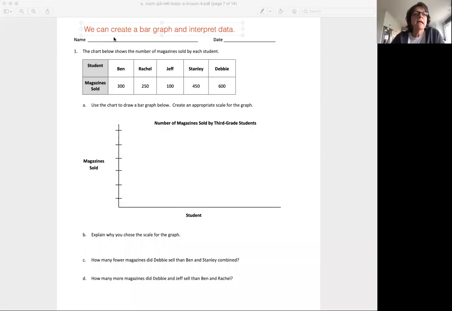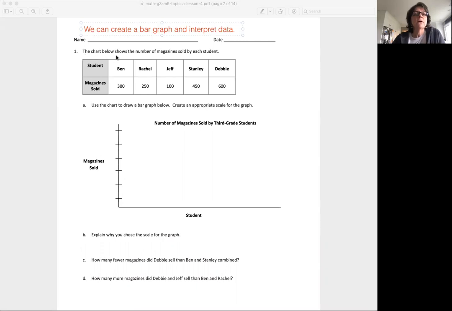Hi, boys and girls. In today's lesson, our learning target is we can create a bar graph and interpret data. I'm going to do this in two separate videos. We'll do the first page of problem set 4 in this video, and then I'll do a follow-up video for the second page in problem set 4. So let's read the directions together.